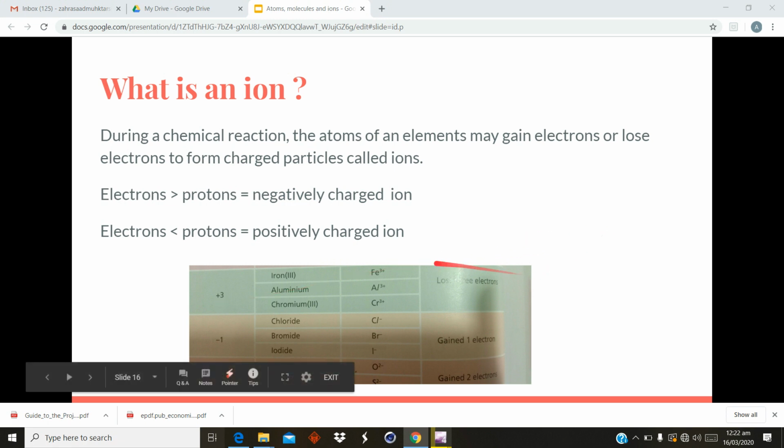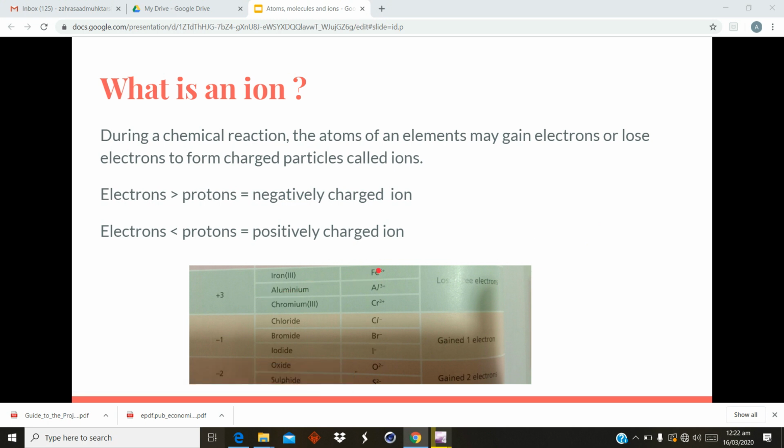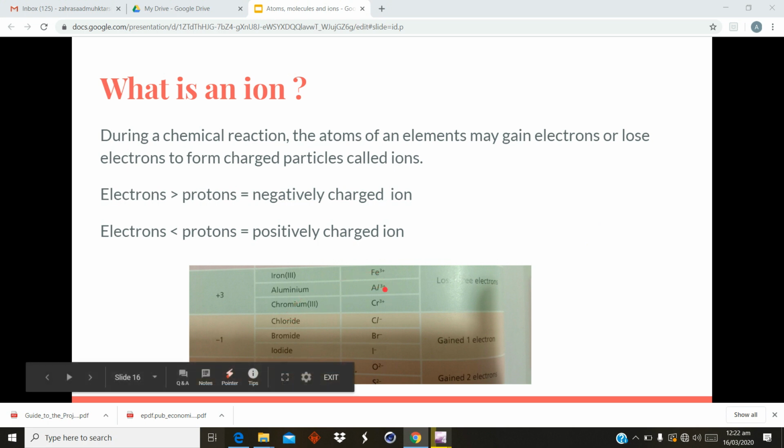So, loss of 3 electrons, for example: iron, when it loses 3 electrons, gets a 3+ charge. Aluminium, when it loses 3 electrons, gets a 3+ charge as well. So this basically shows ions, since they're not electrically neutral.